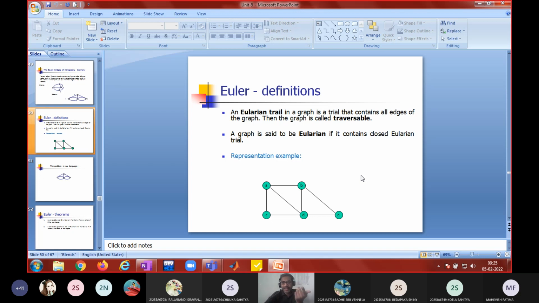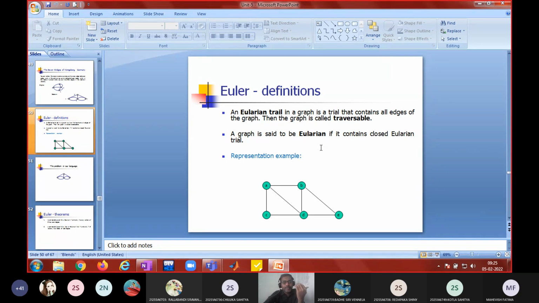Then that is called a closed trial. So the graph is said to be Eulerian if the graph contains a Eulerian trial. You may visit a vertex more than one time. Vertices may repeat in a trial, but edges cannot be repeated in a trial.